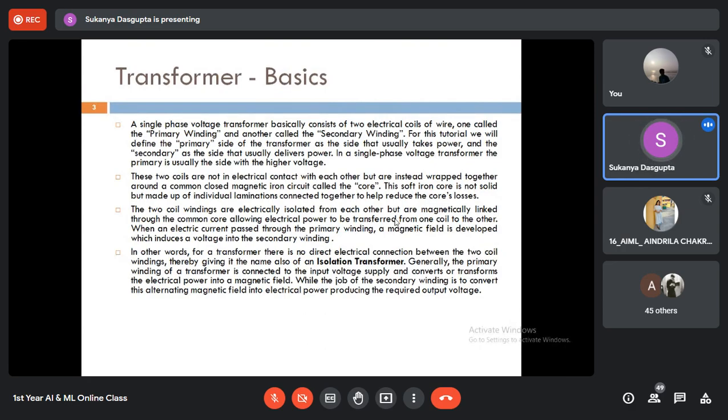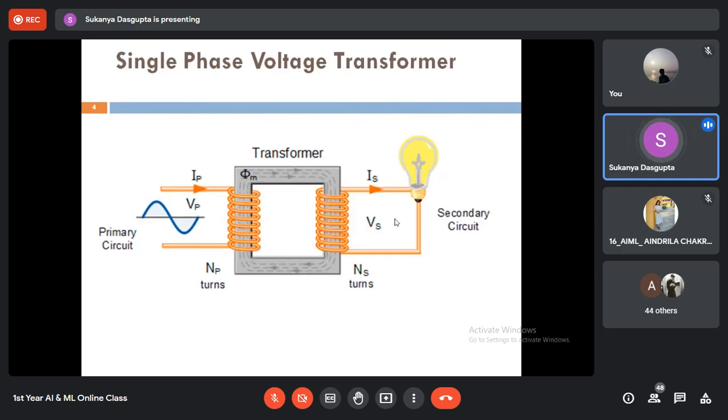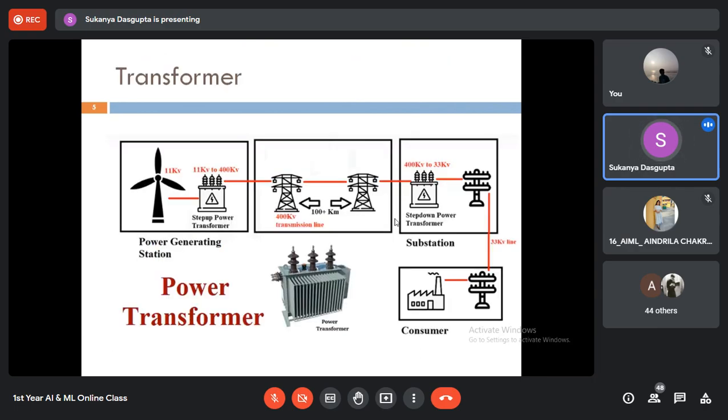Generally the primary winding of a transformer is connected to the input voltage supply and converts or transforms the electrical power into the magnetic field, and the job of the secondary winding is to convert this alternating magnetic field into electrical power, producing the required output voltage. So this is all about the basics of transformer and the working principle of transformer.